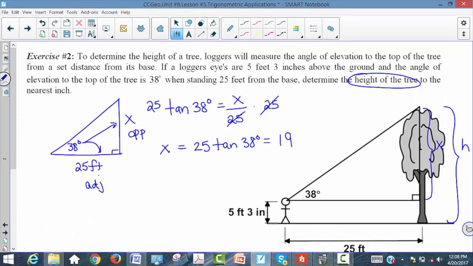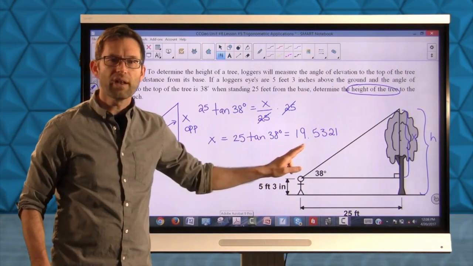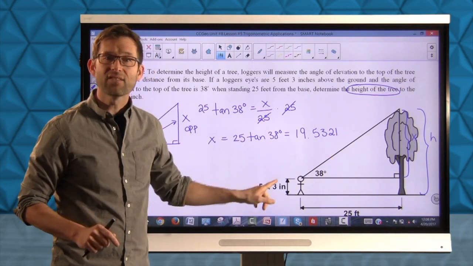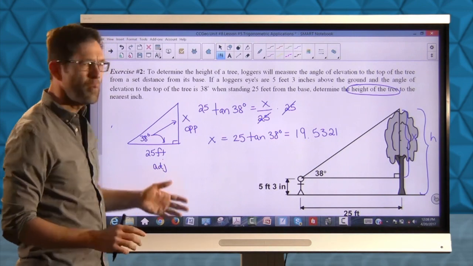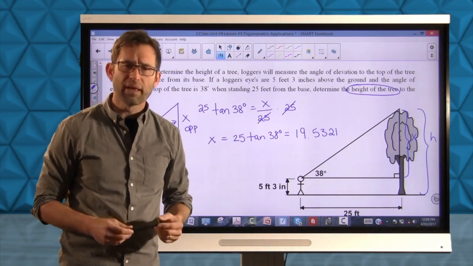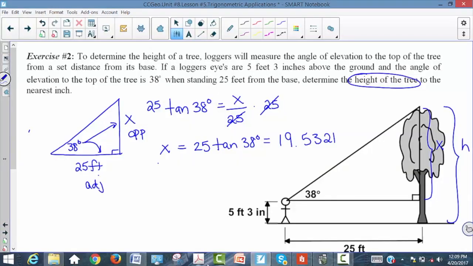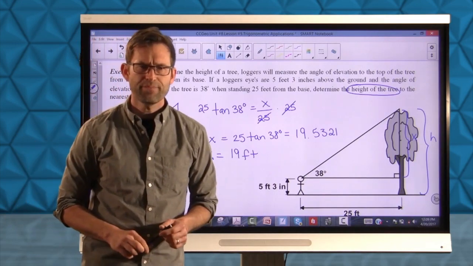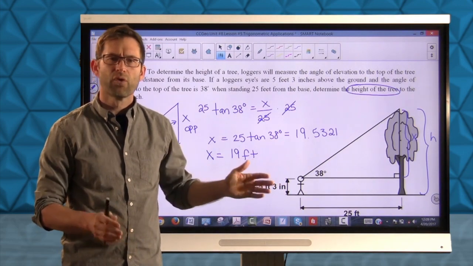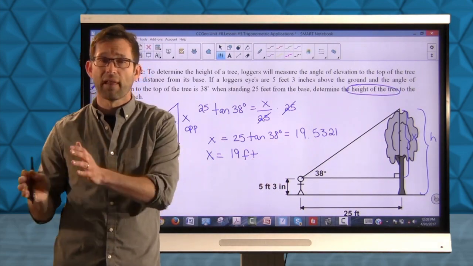Now, this is a little tricky for many, many students. If I want to figure out the height of my tree, I've got to take this height, 19.5321 feet, and I need to add it to the 5 feet 3 inches. And I want to figure out the height of the tree to the nearest inch. So what might make some sense is to figure out what this is in terms of feet and inches. So right now I have 19 feet and some amount of inches. This can be tough for students, all right? How do you take something like this and convert it into 19 feet and blank inches?